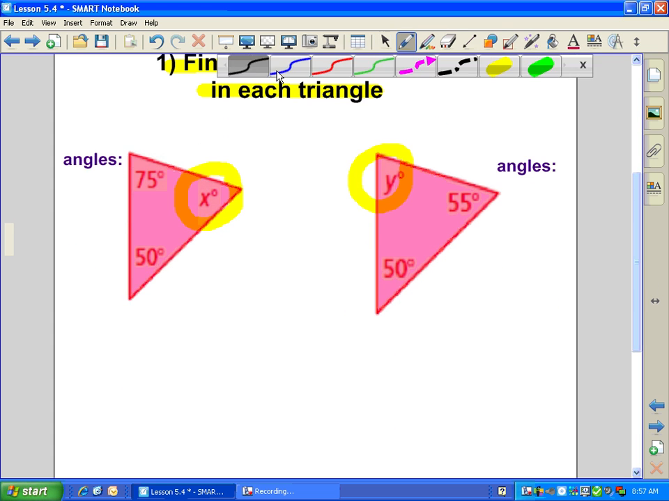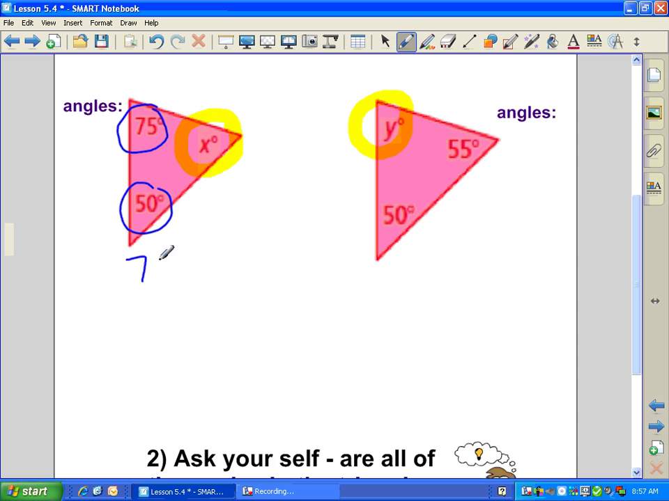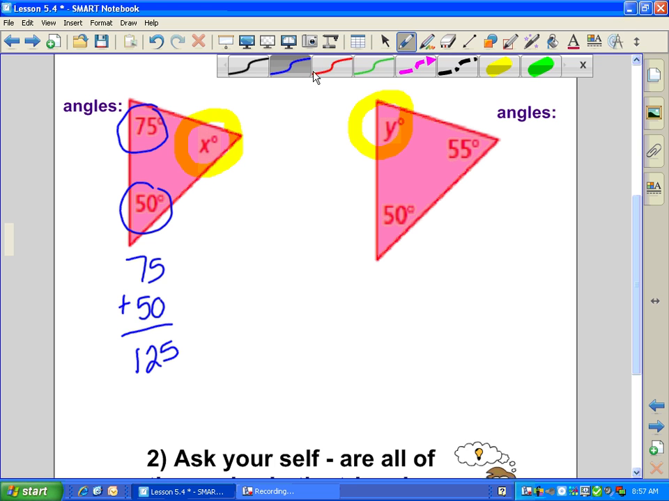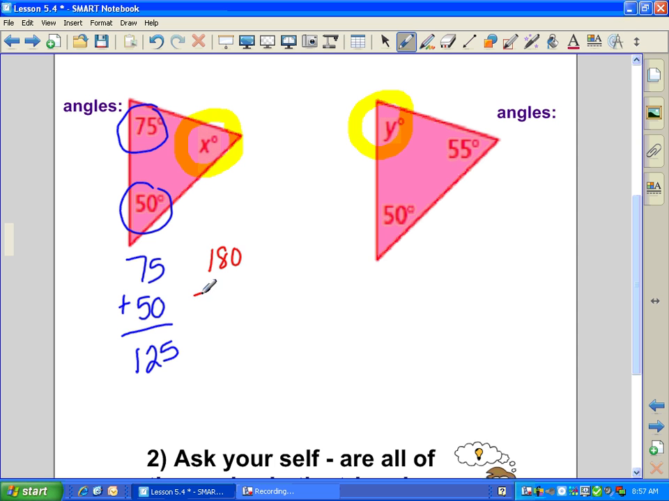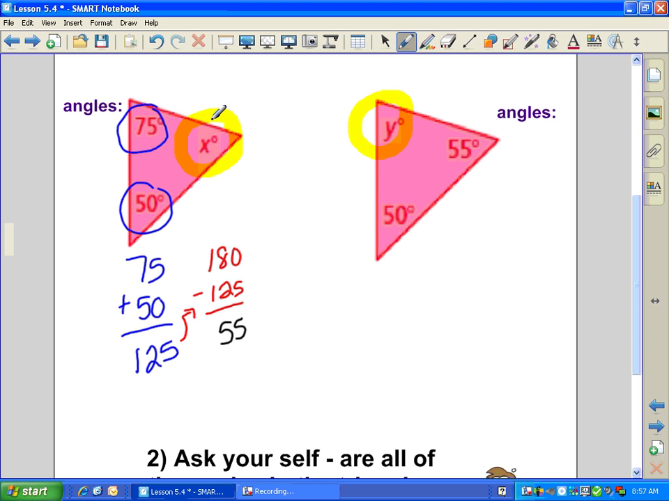If you remember from a previous podcast, the easiest way to do this is to add what you know. So I'm going to add 75 degrees and 50 degrees. That should give me a total of 125 degrees. Remember from previous podcasts, every triangle has 180 degrees. So I'm going to do 180 minus 125 degrees. When I do that, I should get an answer of 55 degrees. So for this example, x is going to equal 55 degrees.